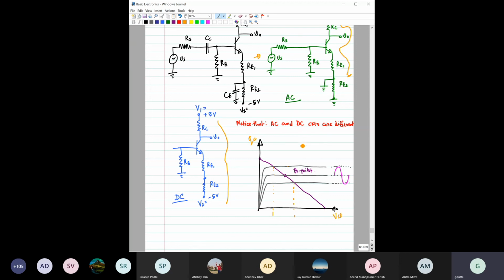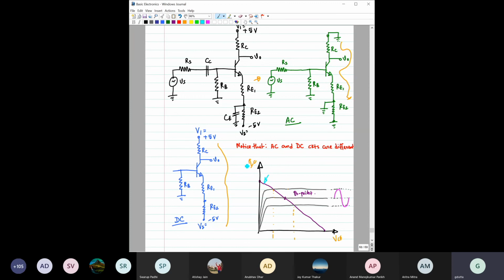So for that, we have to find the AC load line, and in the next class you will find it. For this example, you can probably quickly see from here. For this DC load line, what would be the slope? What would be the slope of this load line? Can anyone guess what would be the slope of this DC line? Quickly. Minus 1 by R2. What is R2?